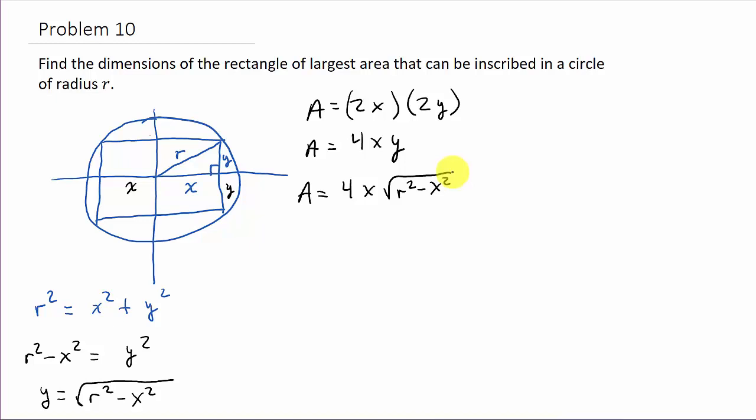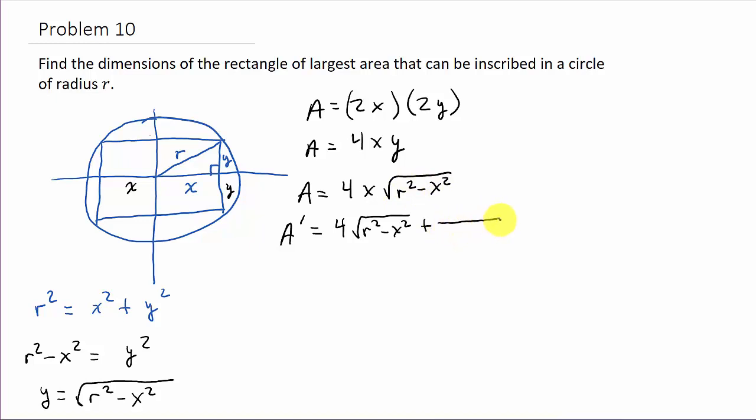Now remember, our variable is x. r is a constant. Okay, r, we treat r like a number. All right, so the derivative, A prime, well, we've got to use the product rule. So it's the derivative of the first function, which is 4, times the second function, plus the derivative of this function, square root of r squared minus x squared.